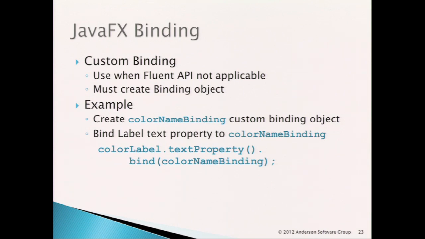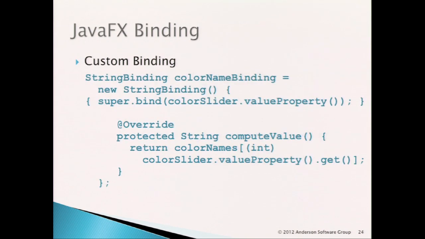And the idea with our bind down here is the same idea, right? Bind the label text property to colorNameBinding, and that means that when the colorNameBinding object changes, the color label's text property will update. It's the same exact concept as before, except that what we're binding to in the argument here is a custom binding object. So what is this custom binding object? ColorNameBinding is something we made up. It's not in a JavaFX API. So let's go see.